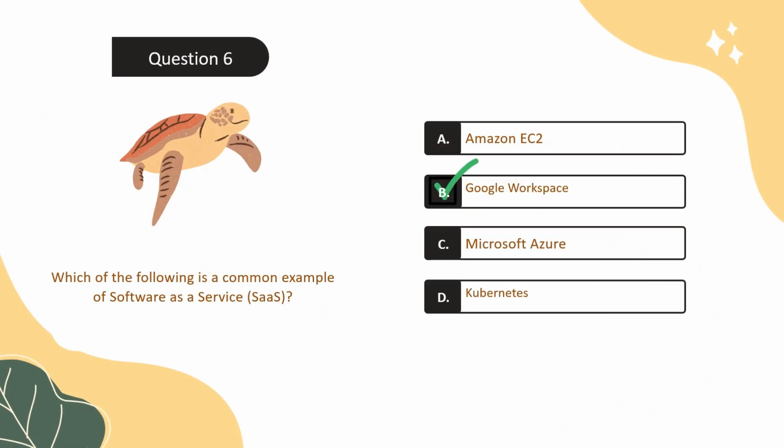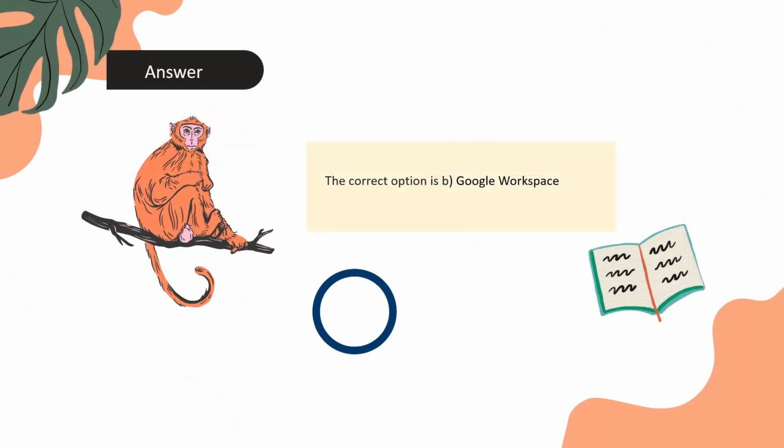Question 6 is, which of the following is a common example of software as a service? Amazon EC2, Google Workspace, Microsoft Azure, or Kubernetes? So the correct answer is Google Workspace. So option B, Google Workspace is the correct answer.